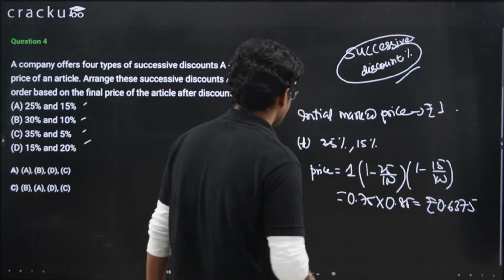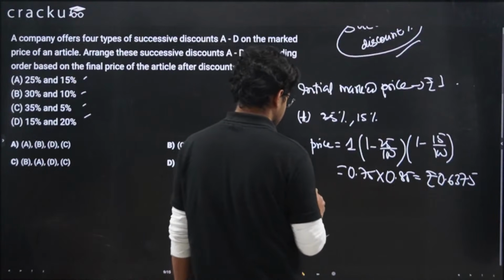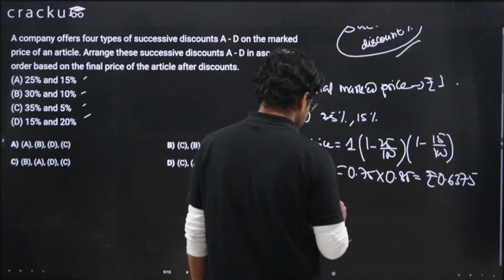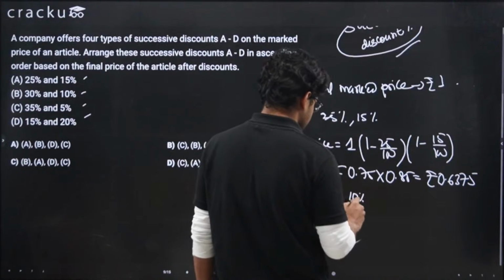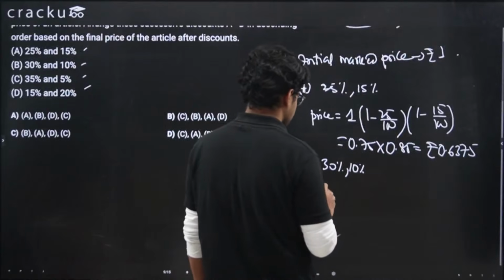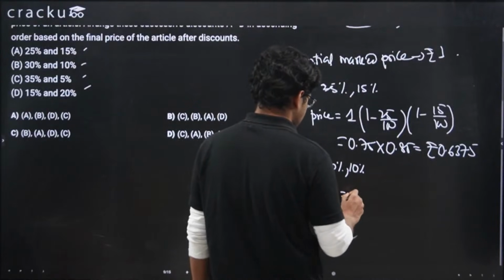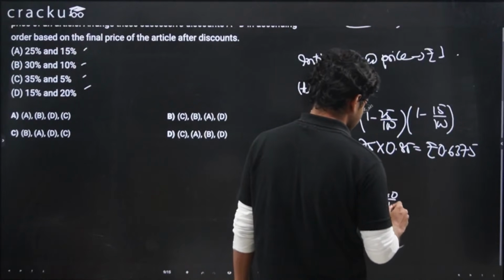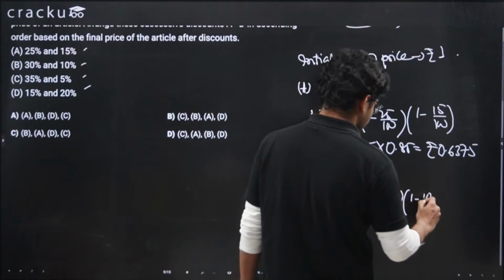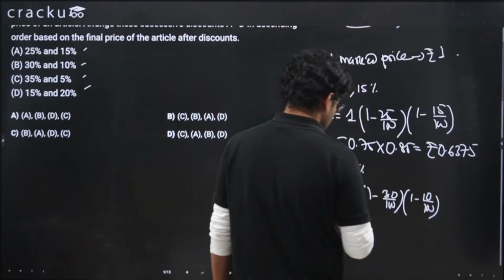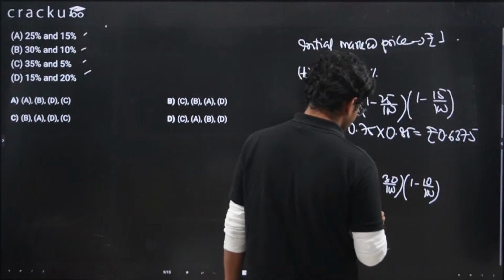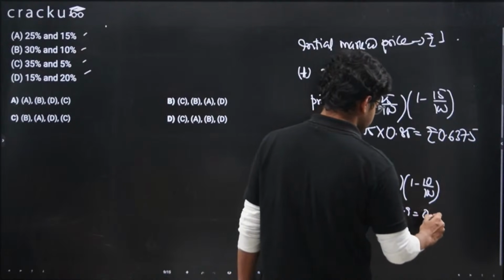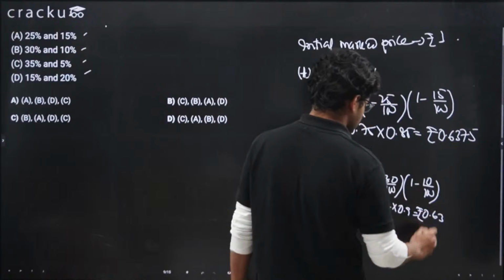Now in the second part, it is given 30 percentage and 10 percentage. What is the price? The price is 1 into (1 minus 30 by 100) into (1 minus 10 by 100). So which is 1 into 0.7 into 0.9, which is rupees 0.63.